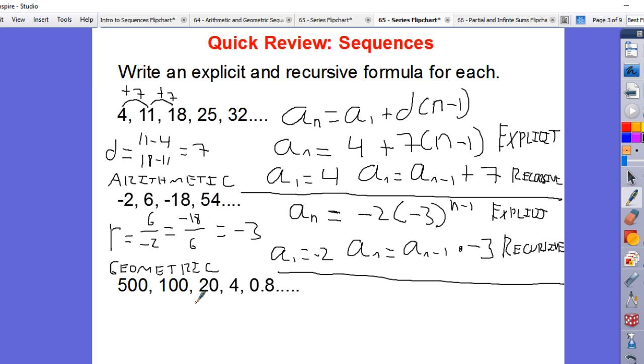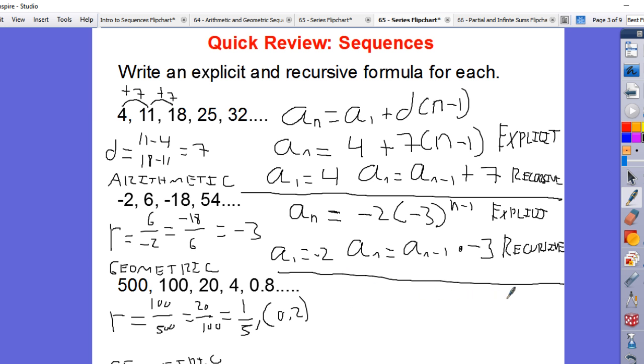Next problem. Geometric or arithmetic? Geometric. What's r equal to? 1/5. R is equal to 100 over 500, or 20 over 100, or 4 over 20. That's going to be 1/5. All right, 1/5. You multiply by 1/5. Another representation of 1/5 is 0.2. Either one works.